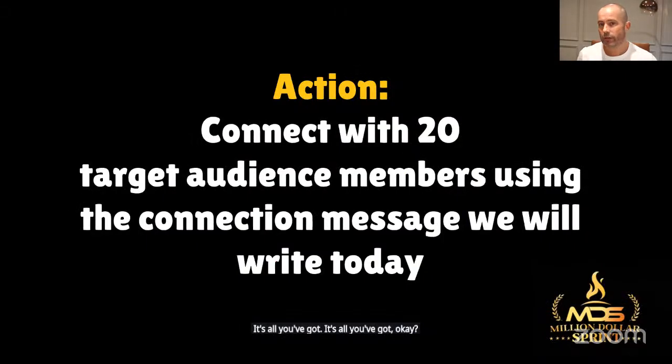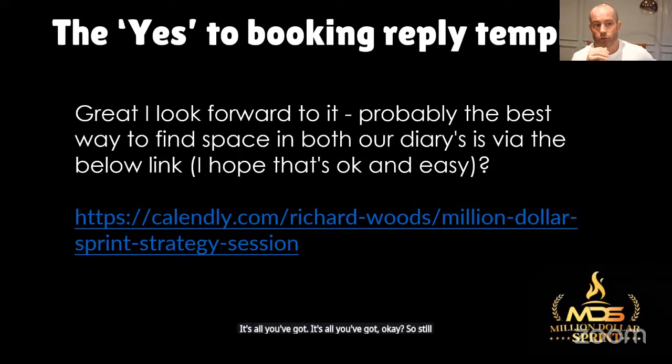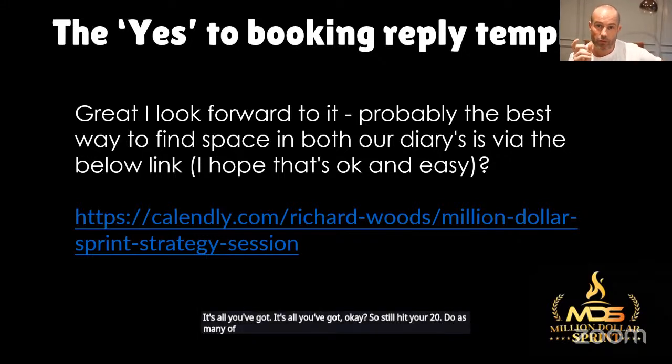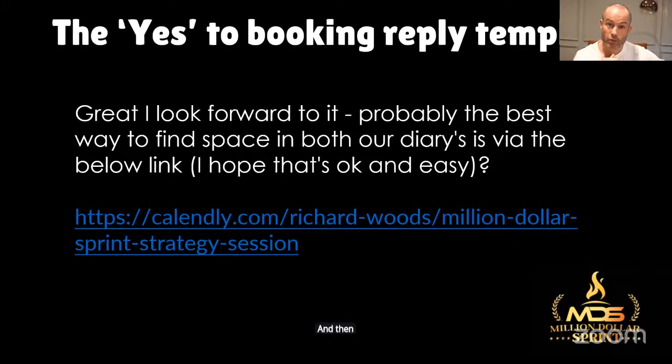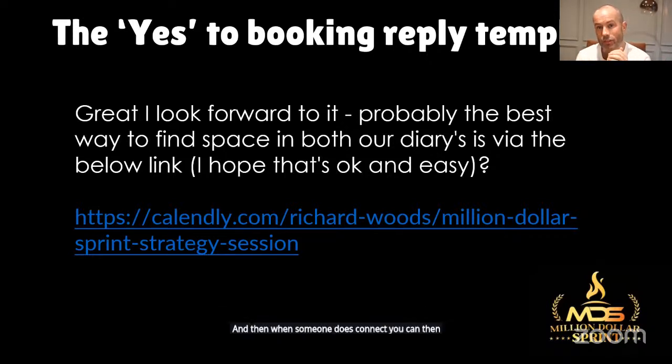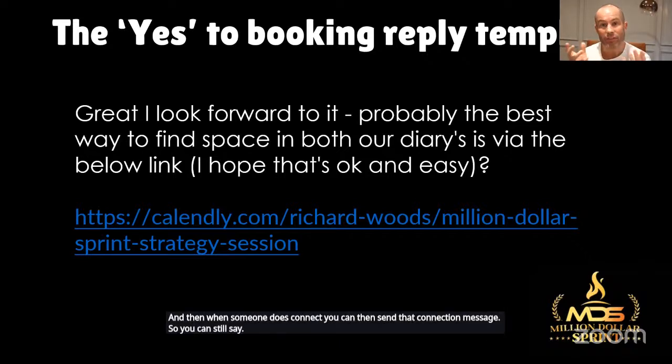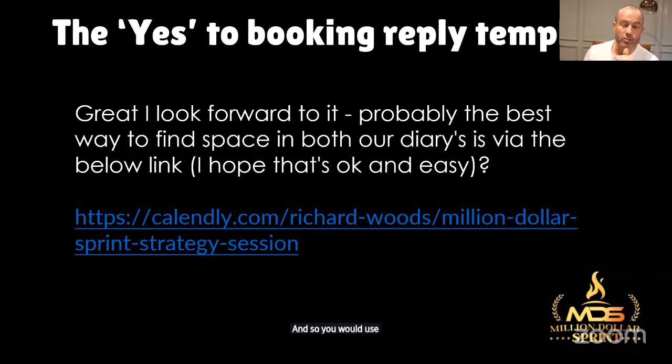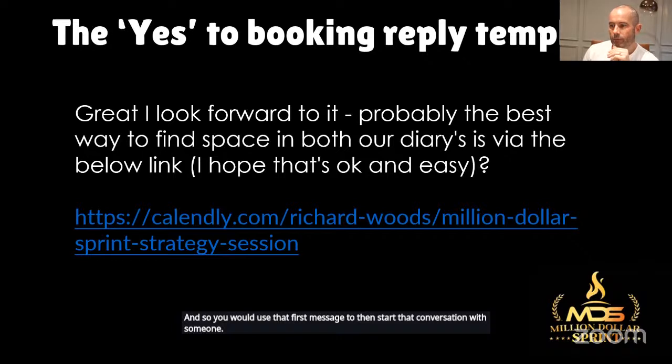Okay. So still hit your 20. Do as many of the actual messages as you can. If you're on premium, great, you can just keep on using it and putting your message in there, and you can at least still get your 20, even if you can't do a message, just go blank, right? And then when someone does connect, you can then send that connection message. So you can still say, hey, thanks for connecting. How are things in this crazy upside down world, right? And so you would use that first message to then start that conversation with someone. Cool. So here's the reply template.